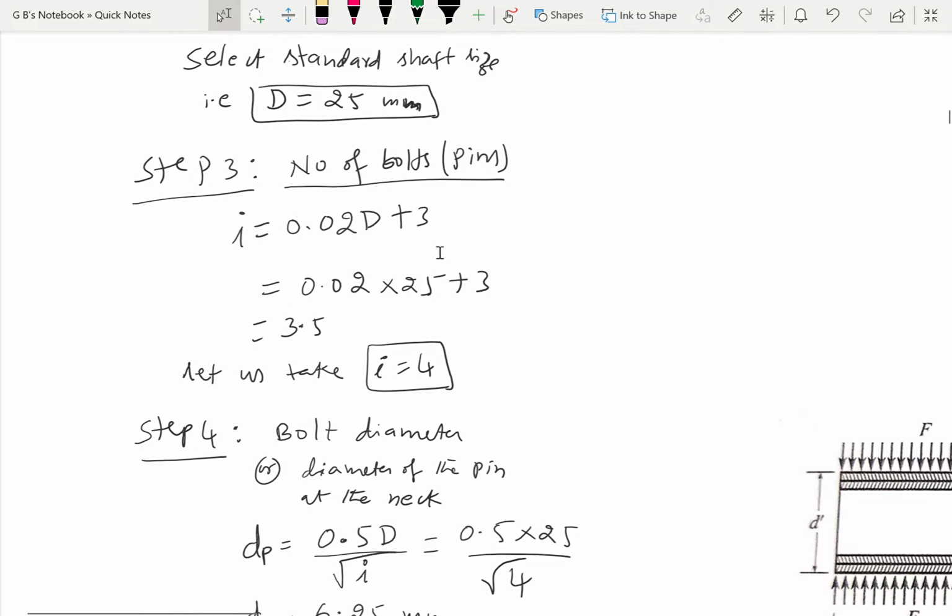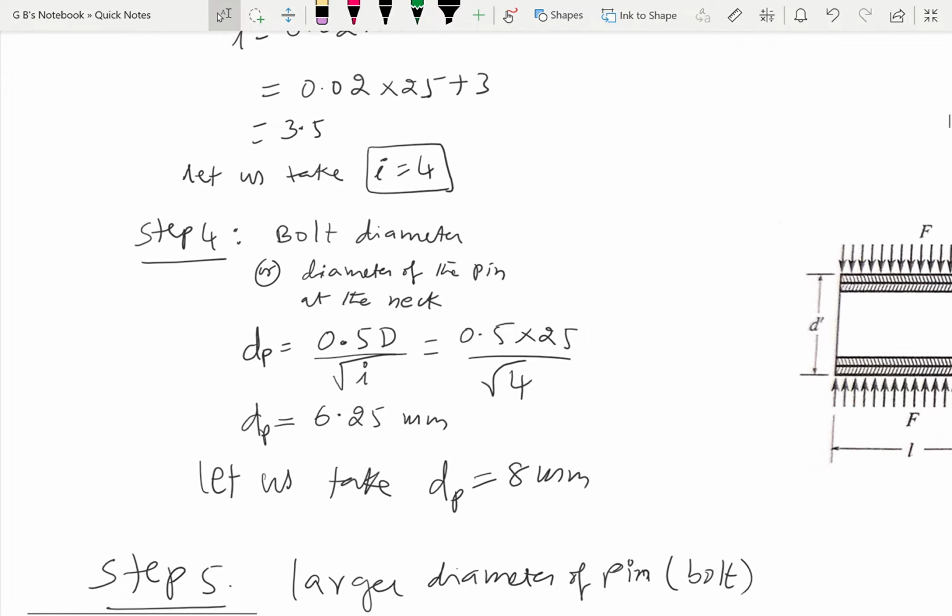Step 3 is calculation of number of bolts or pins. So the number is equal to 0.02 times the diameter of the shaft plus 3. So we get 3.5. So let us take it as 4. Number of pins or bolts is equal to 4.